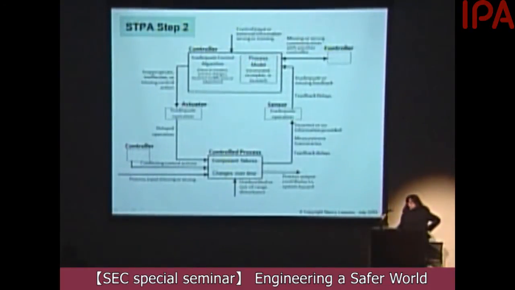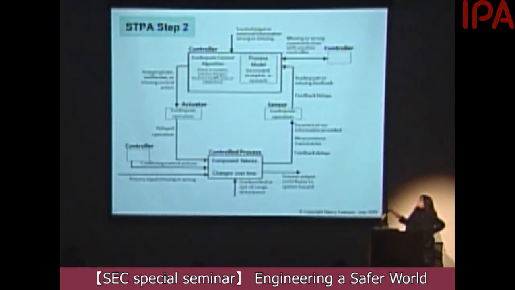Now we can take these ideas and create a new way of analyzing safety in a system. Here's a more complete control loop. Here's the controller, here's the actuator, here's the controlled process, here's the sensor that provides the feedback, the process model. What we can do is look at each part of this control loop and see how it can contribute to an accident. So, for example, I talked about the process model being inconsistent, incomplete, or incorrect.